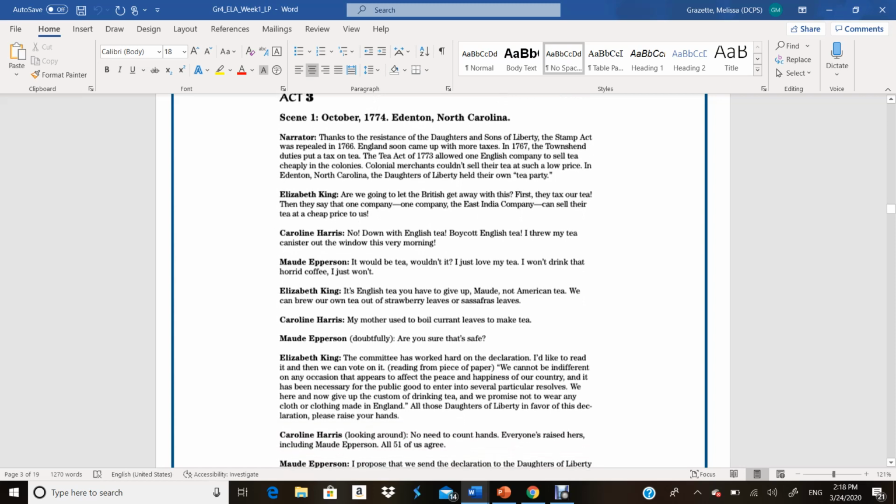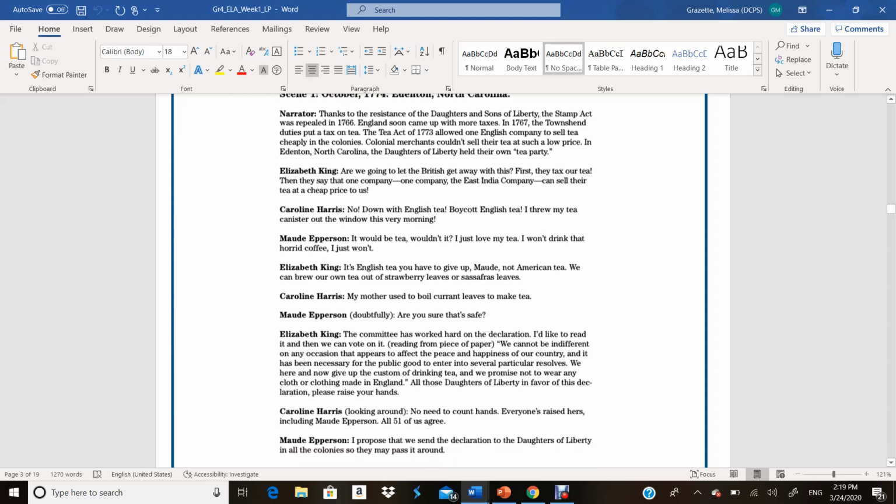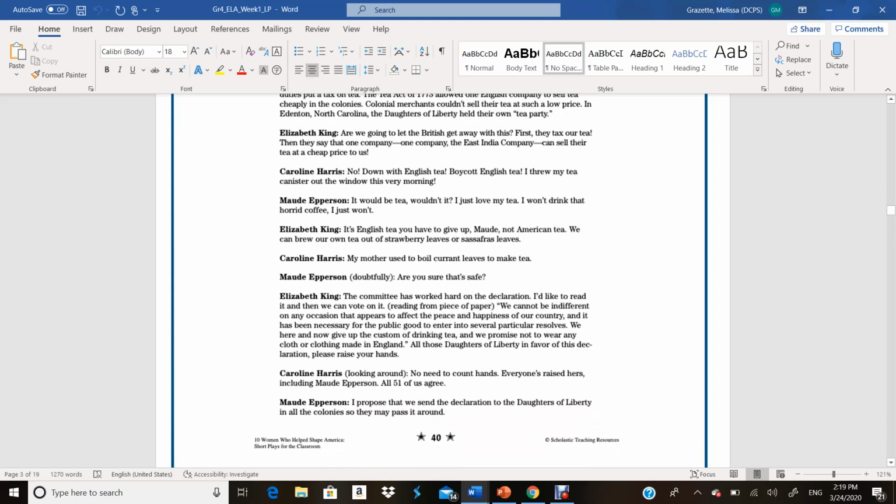Maud Epperson: It would be tea, wouldn't it? I just love my tea. I wouldn't drink that horrid coffee. I just won't. Elizabeth King: It's English tea you have to give up, Maud, not American tea. We can brew our own tea out of strawberry leaf or sassafras leaves. Caroline Harris: My mother used to boil currant leaves to make tea. Maud Epperson: Are you sure that's safe?